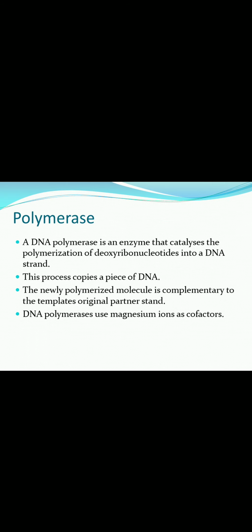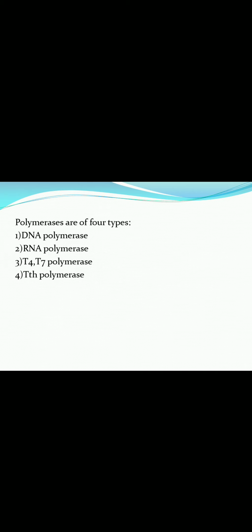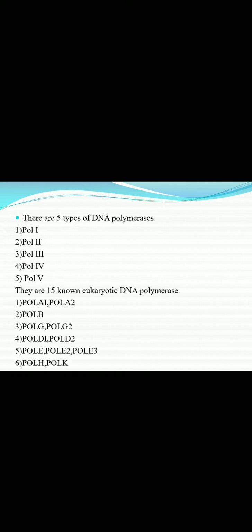Polymerase. A DNA polymerase is an enzyme that catalyzes the polymerization of deoxyribonucleotides into a DNA strand. This process copies a piece of DNA. The newly polymerized molecule is complementary to the template's original partner strand. DNA polymerase uses magnesium ions as cofactors. Polymerases are of several types: DNA polymerase, RNA polymerase, T4, T7 polymerase, Taq polymerase.